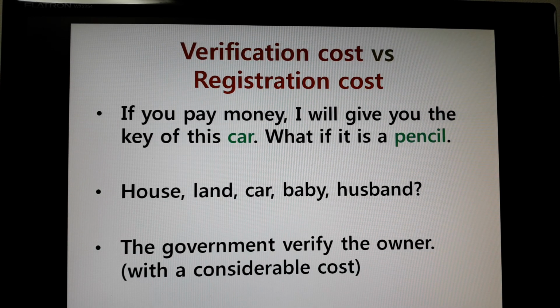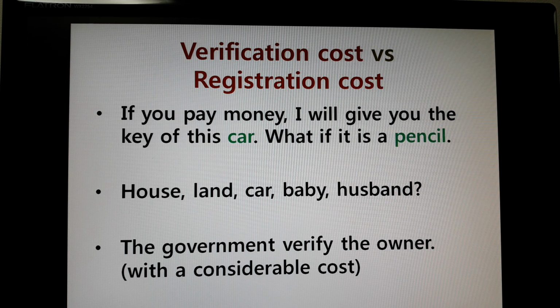Okay, that gives the next topic: verification cost and registration cost. What are they? Okay, think about this situation. You have money in your pocket, and somebody approaches you. Wow, you have lots of money. Can you see that car? I have the key. And he just turns on the engine. See, I have this car. And if you give me the money in your pocket, I can give you the key. So this car is yours.